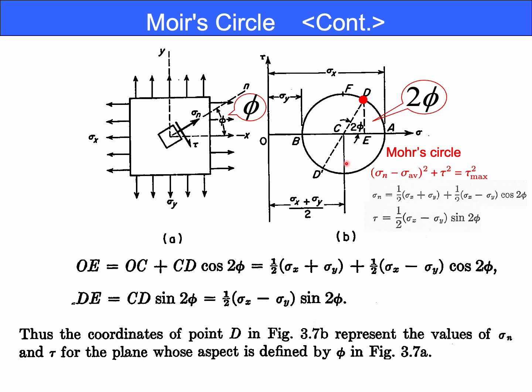It is clear for you to understand that the segment OE, from this point to this, is a normal stress. Sigma corresponds to the angle 2 phi, and DE, this length, corresponds to the shear stress tau corresponding to the same angle.